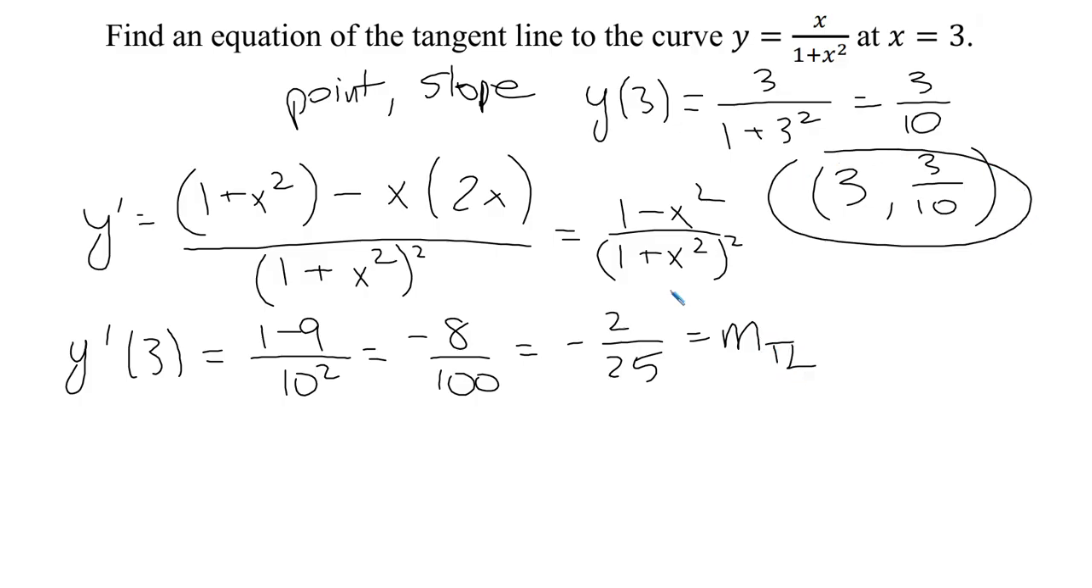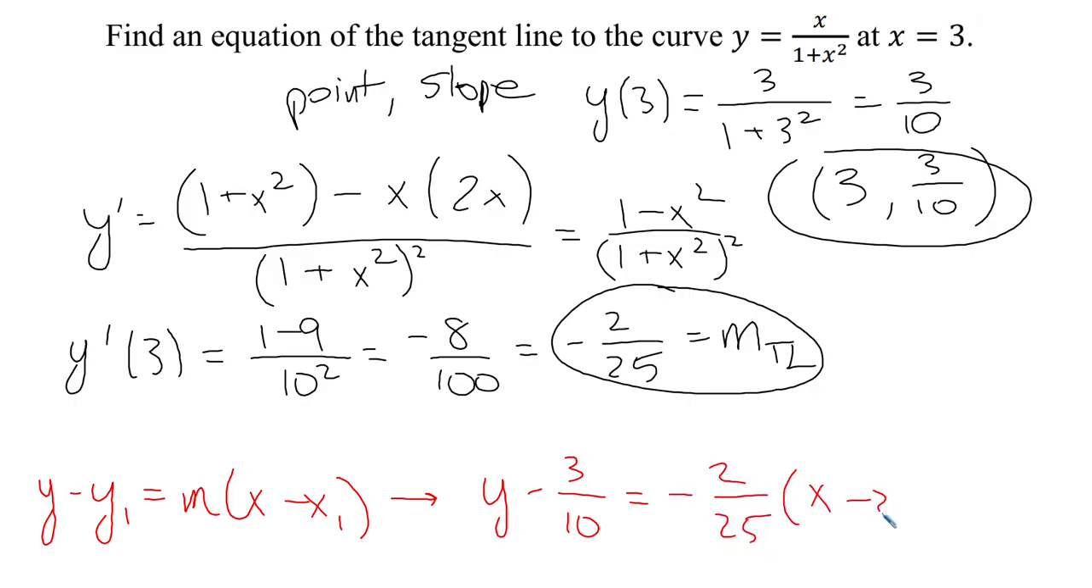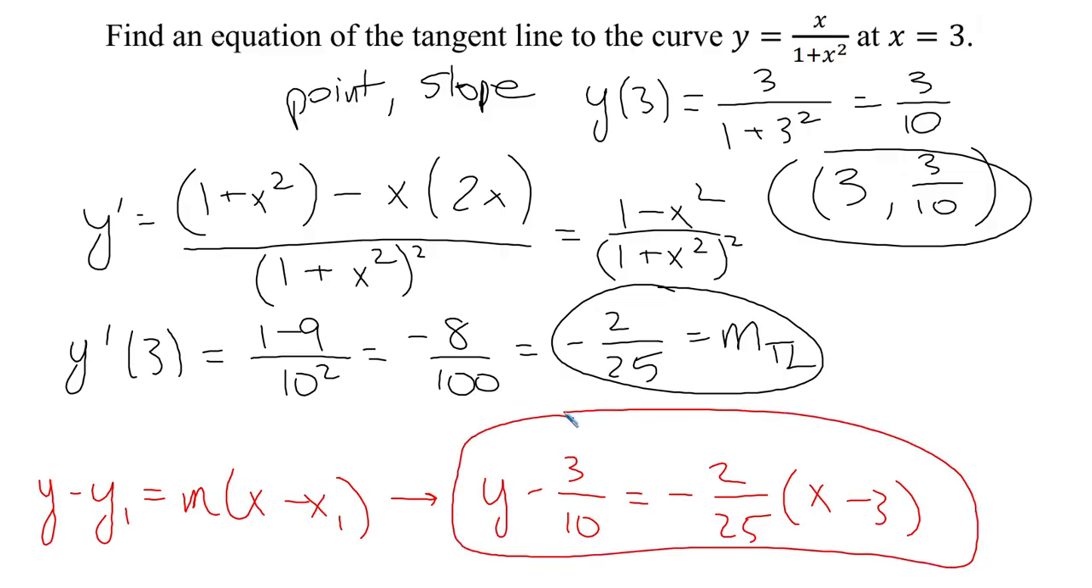We've got the point. Now we just have to plug it into point-slope form. We remember that point-slope form is y minus y1 equals m times x minus x1. So we've got y minus 3/10 equals negative 2 over 25 times x minus 3 when you plug in your point and your slope. And that's our answer to our first one. And again, on the answer key I definitely converted it into slope-intercept, but that is not ever necessary, so don't worry about doing that.